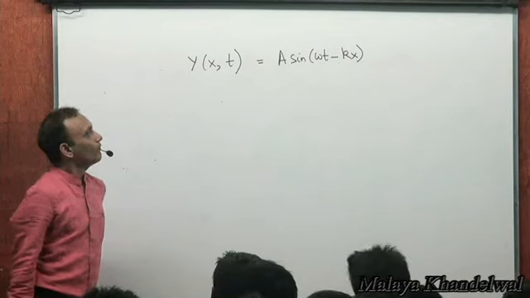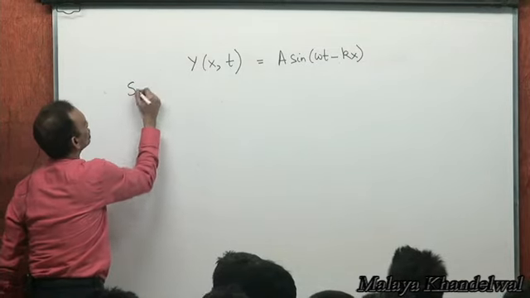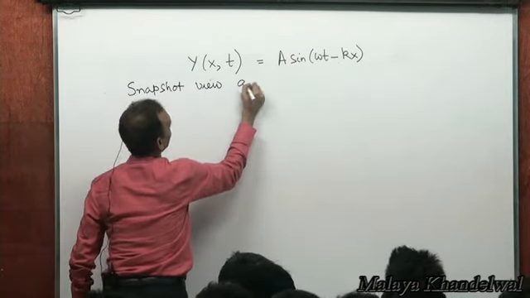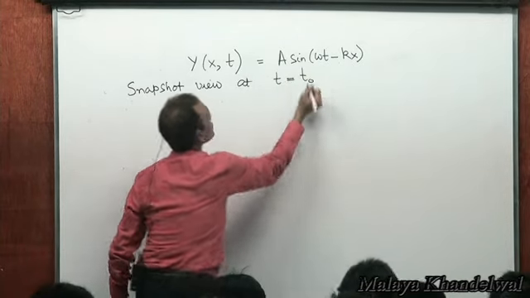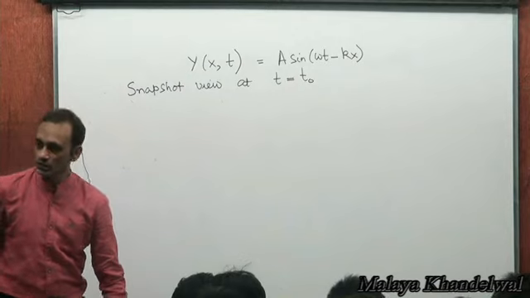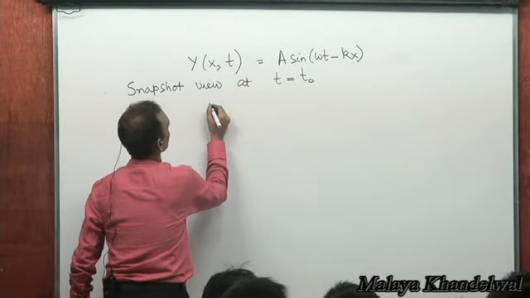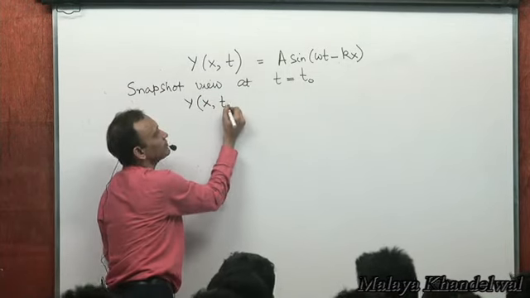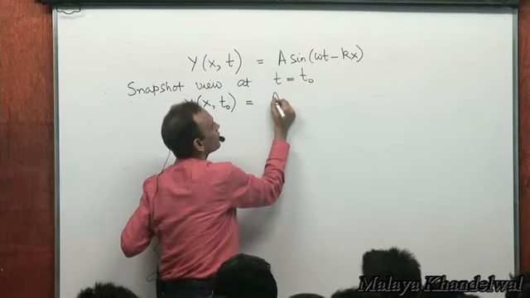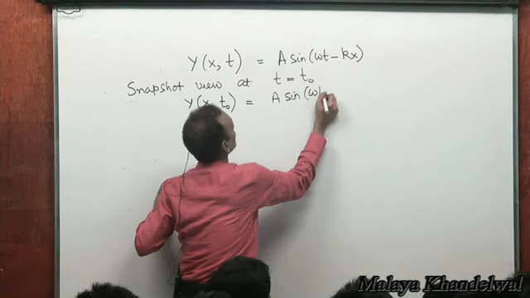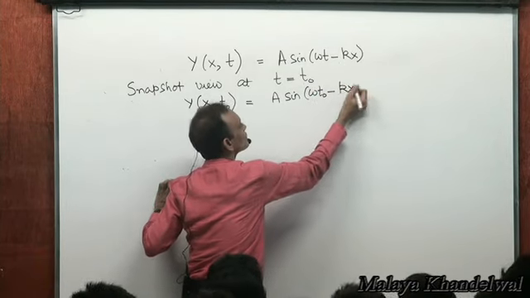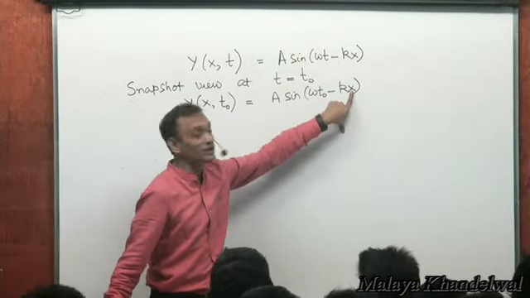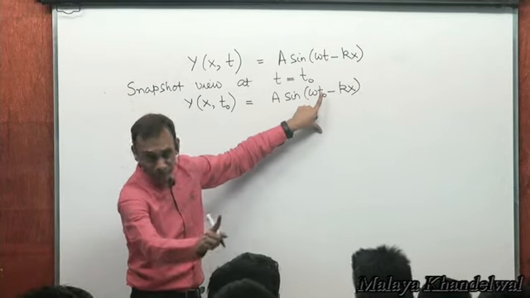Now, if I'm talking of a snapshot view at time t equal to t naught, clear? Then displacement of particles at different x's at an instant of time t naught would be given by a sine omega t naught minus kx.